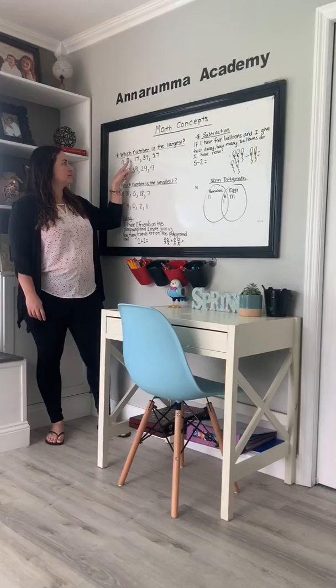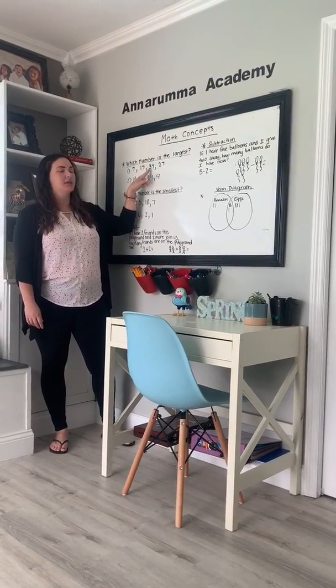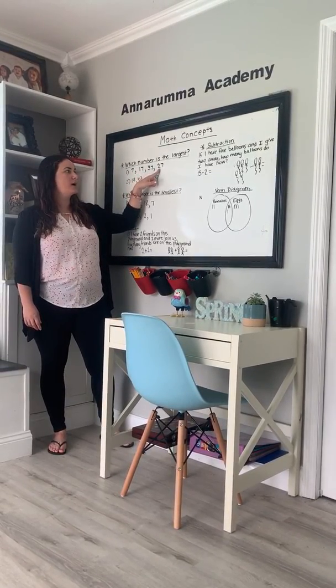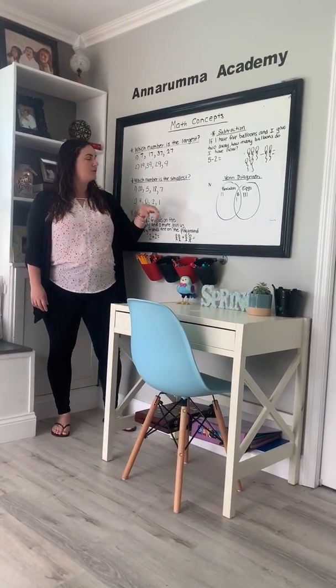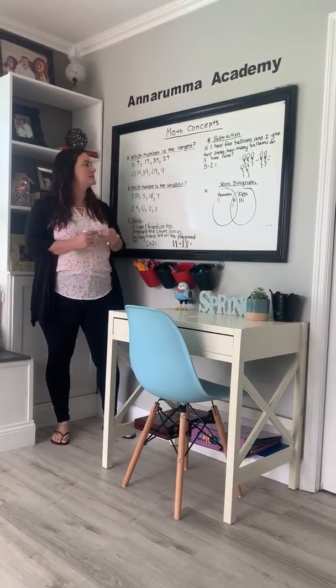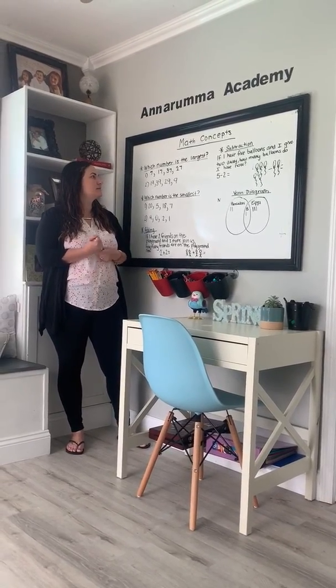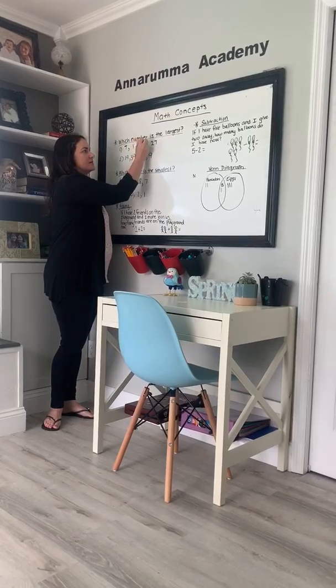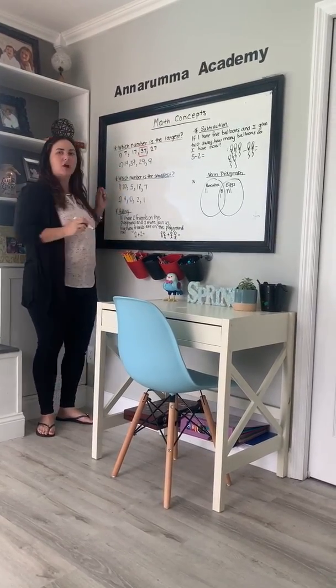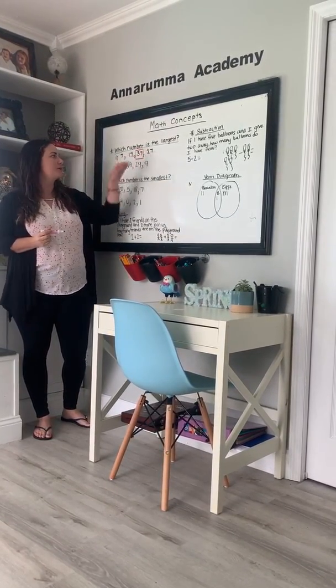So we have four different numbers we need to look at: 7, 17, 37, and 27. Out of these four numbers, which one would be the largest? I hope you all said 37 because 37 is the largest out of these four numbers.